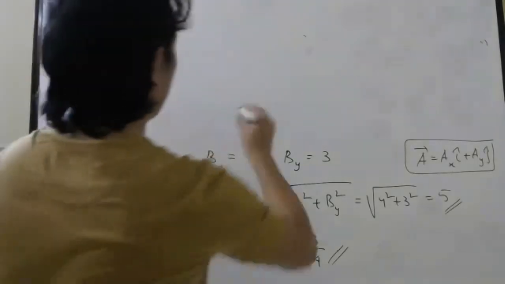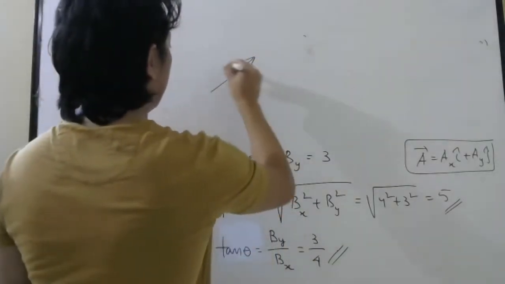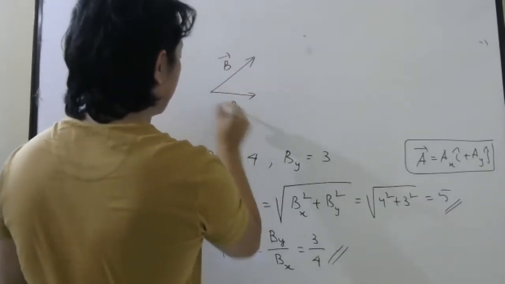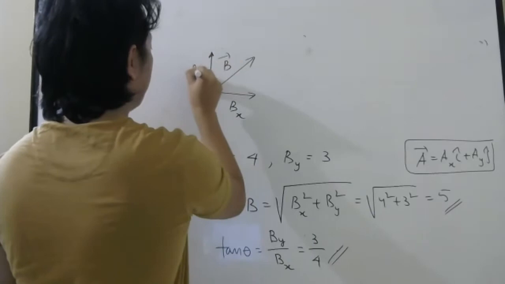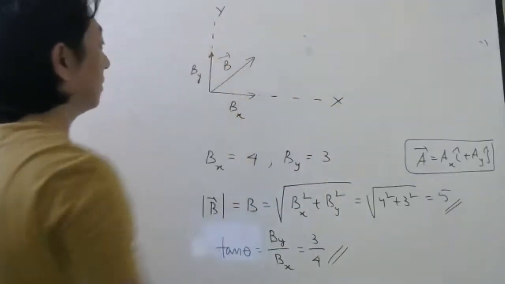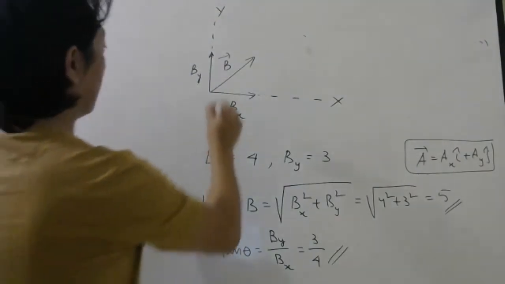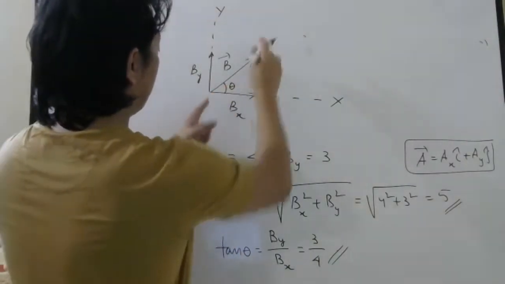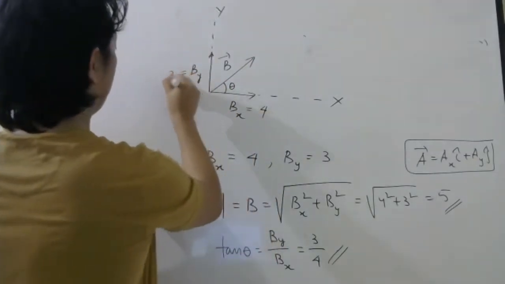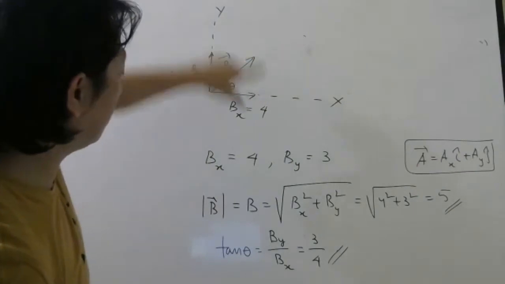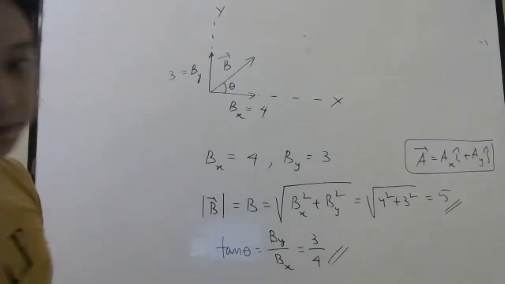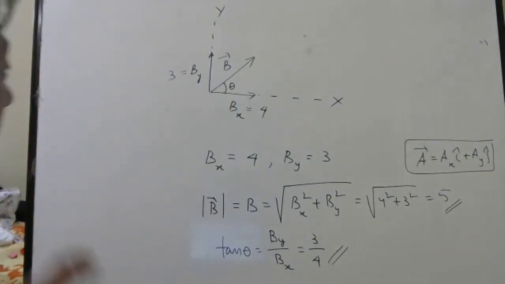So in the diagram, if you want to see, the vector given is b bar. This is your x component bx. This is your y component by. This is along x, this is along y. And this angle we have to find, this length we have to find. Bx was 4 and by was 3. So this b you can find by using this formula, and theta you can find by this formula. Done, right? Okay.